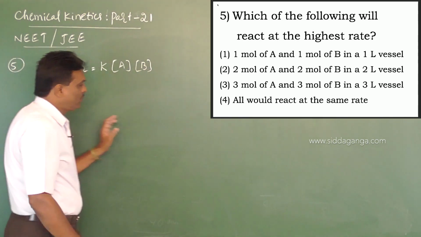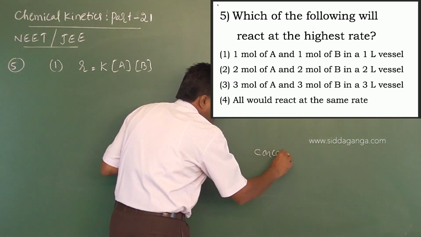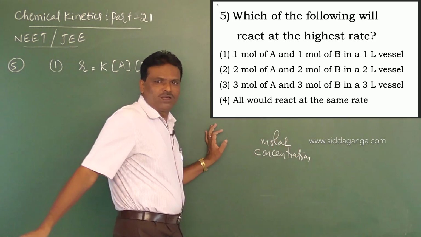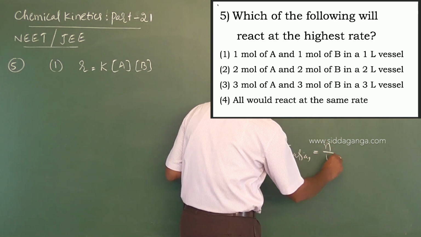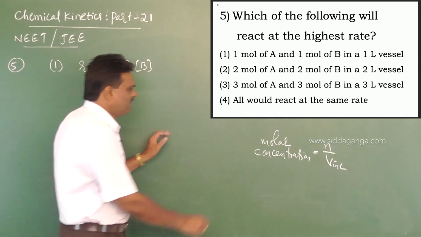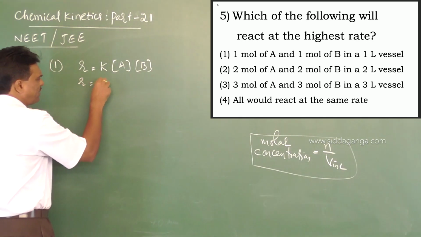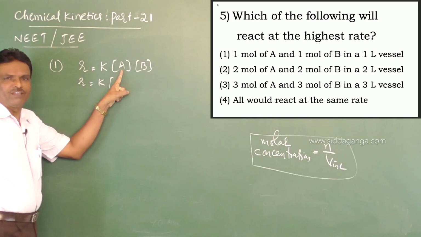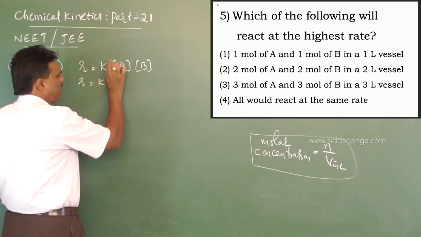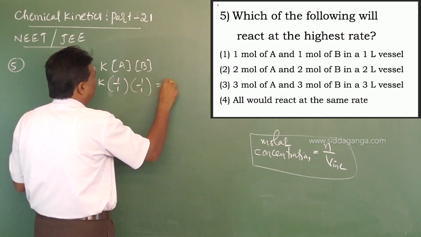Since we know that molar concentration is equal to N by V in liter, you should know this. The number of moles divided by the volume in liter. So this is the formula. So here for the first one, R is equal to K into the molar concentration of A, number of moles 1 divided by the volume in liter, in 1 liter. So 1 by 1, again 1 by 1. This is equal to K.